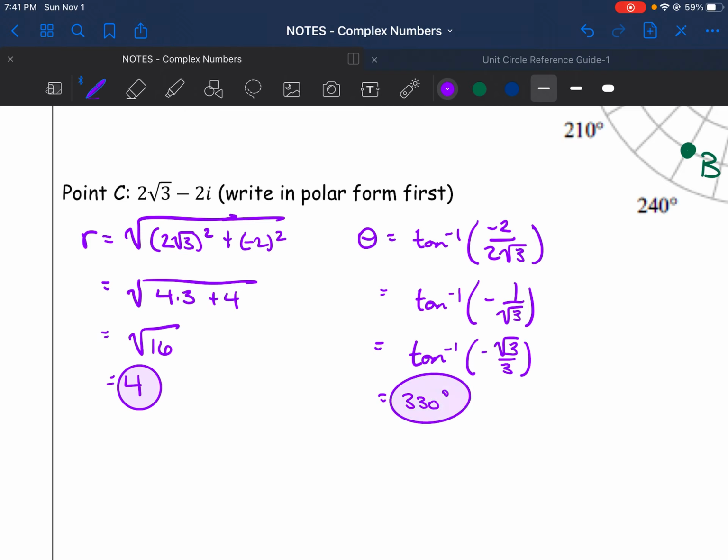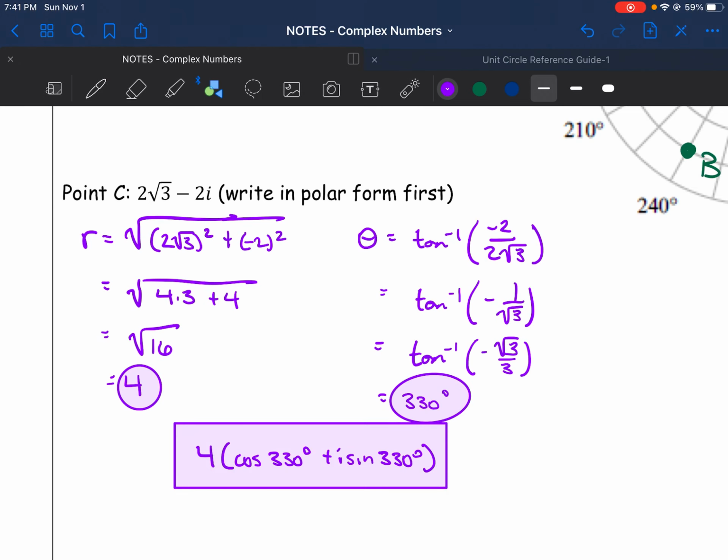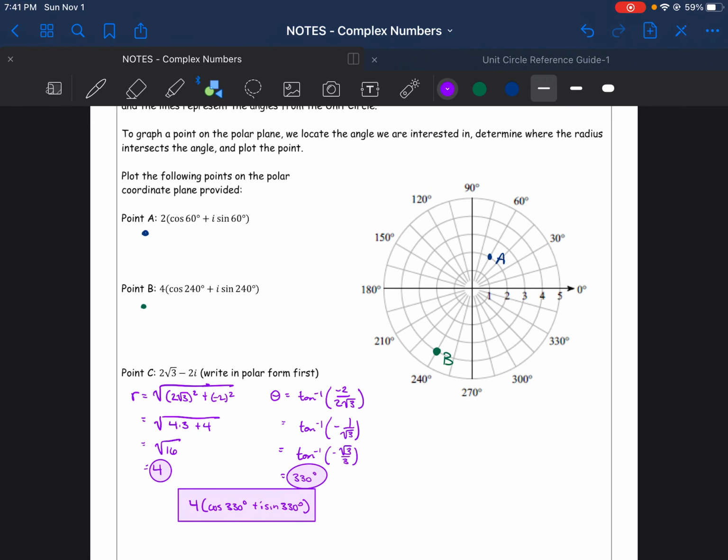Putting it all together in polar form, we would have 4 cosine of 330 degrees plus i sine of 330 degrees. And now let's plot that point on our polar grid. That's point C. We can see that the modulus is 4. 1, 2, 3, 4. So we know we're going to be on this ring right here. We're going to go to 330 degrees, which is right there. And that will be point C. There we go.